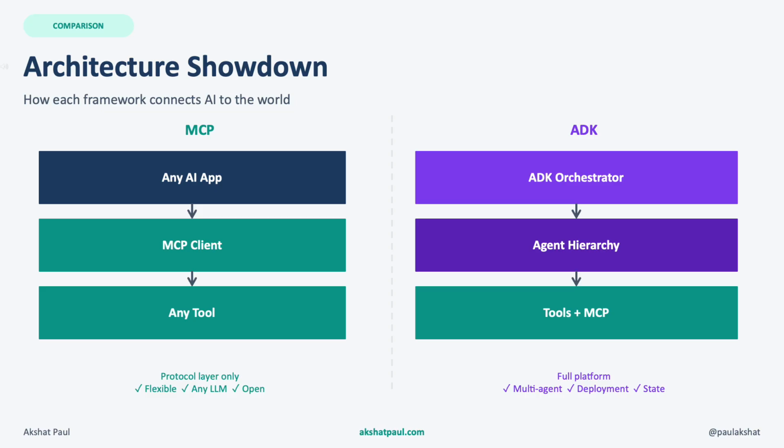On the right, ADK. 3 layers again, but totally different. At the top is the ADK orchestrator, which manages the entire agent system. Below that is the agent hierarchy. Root agents, sub-agents, specialized agents. And at the bottom, tools, which can include MCP servers. See that? ADK wraps MCP. You can use MCP servers inside ADK. They are complementary, not competing.